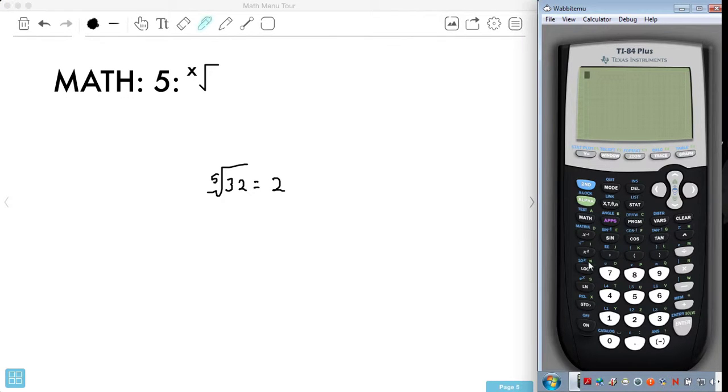So in order to calculate that, before you go to the math menu, press a 5 for 5th root, then go math, and head down to option 5. The 5 here is just a coincidence. We want the xth root, and press enter. And you can see your big 5 turned into a little 5. 5th root of 32 equals 2.